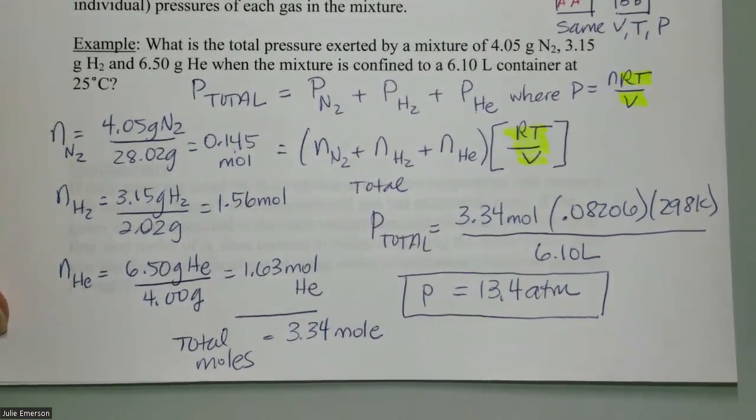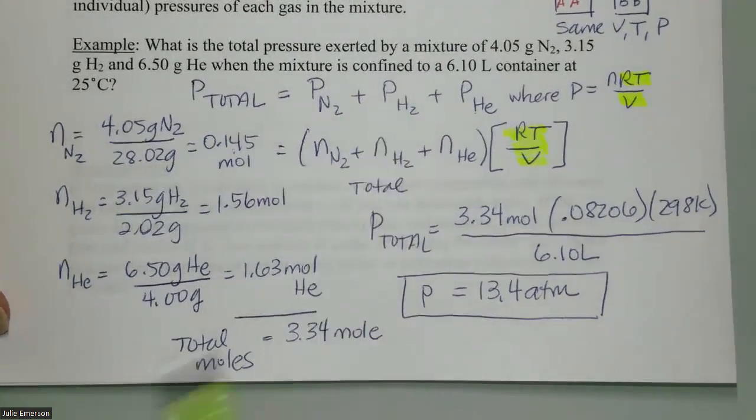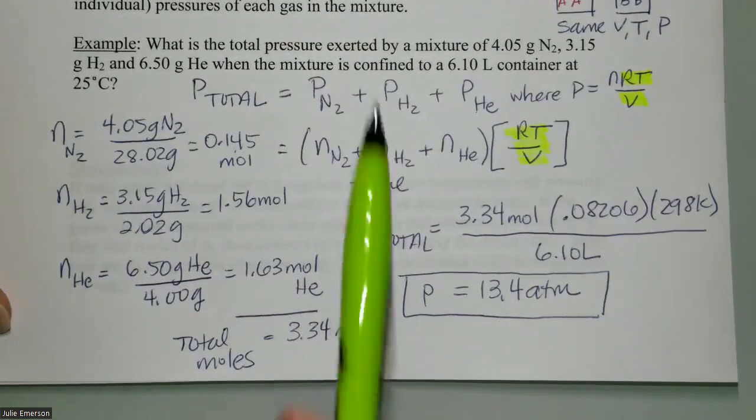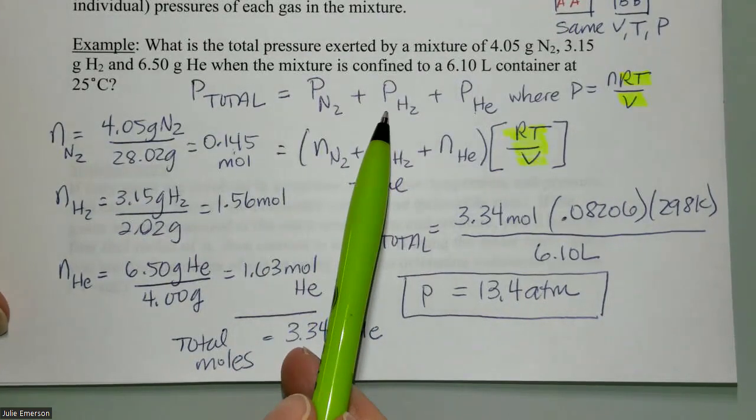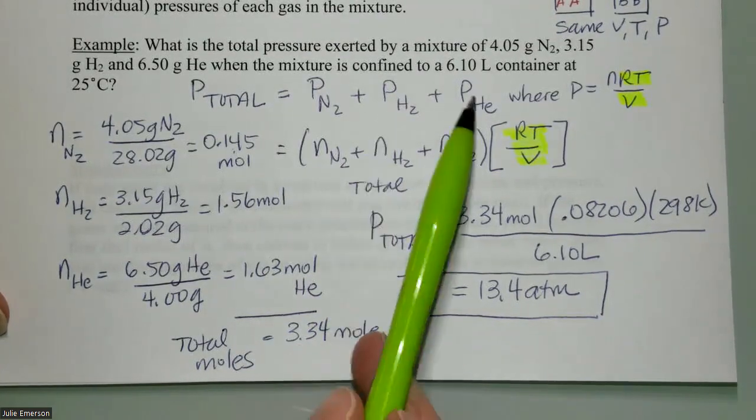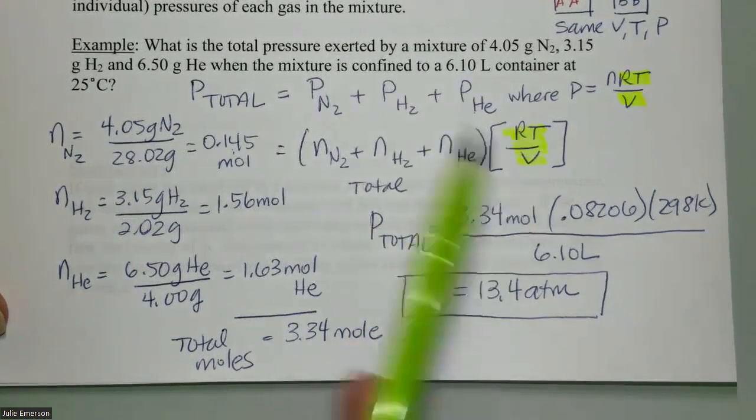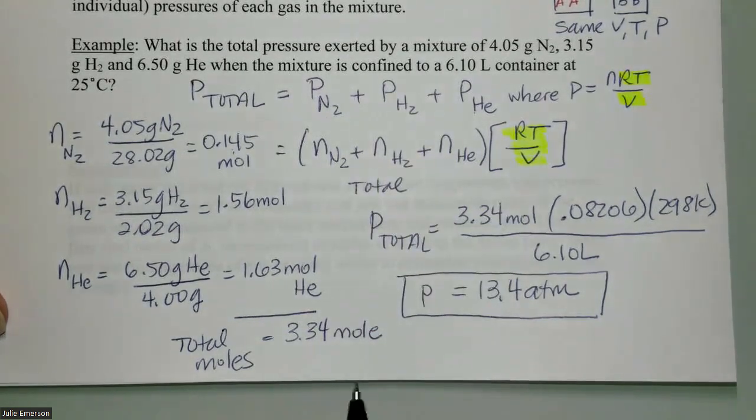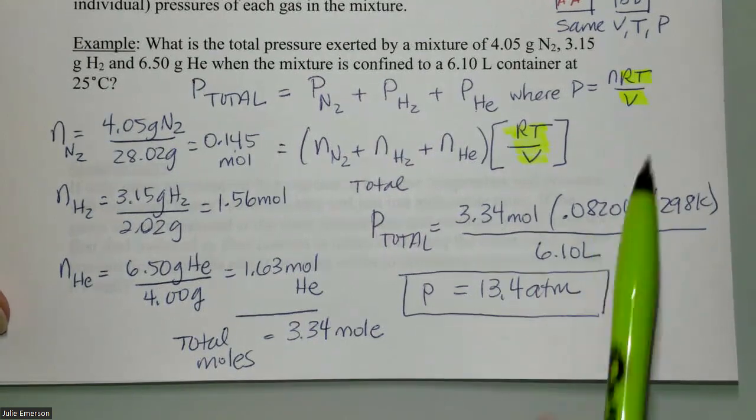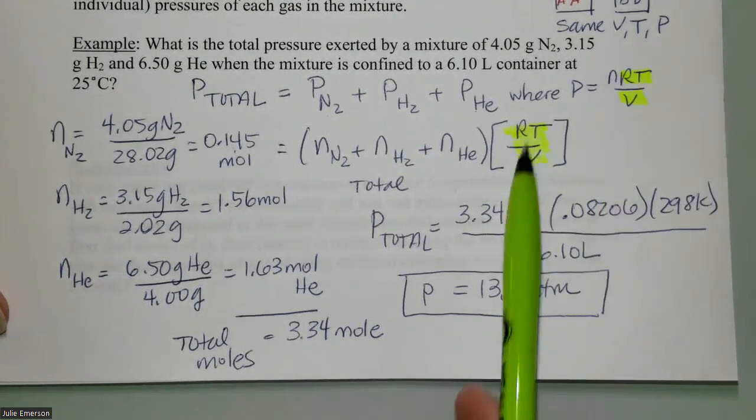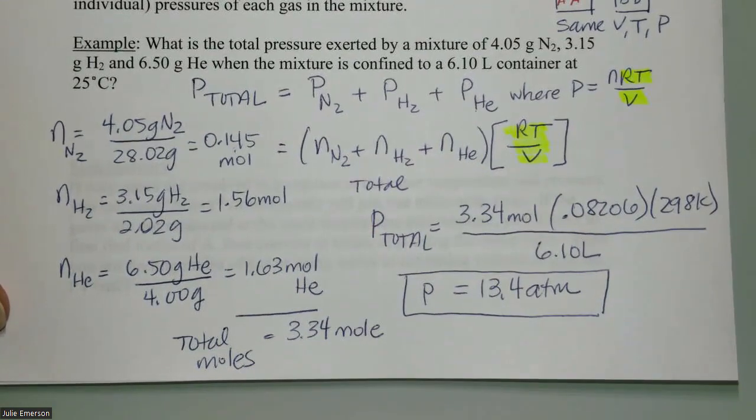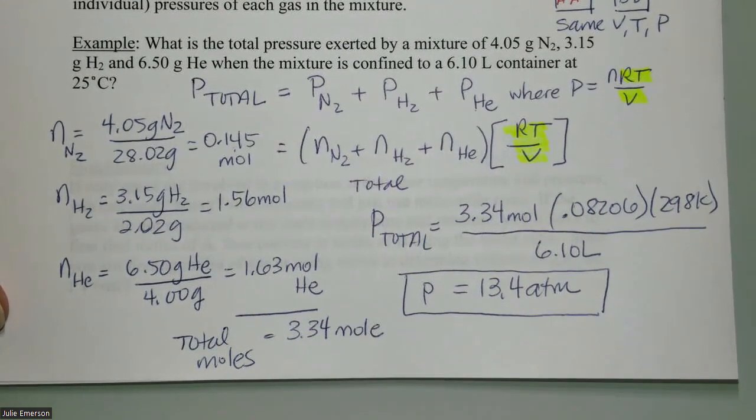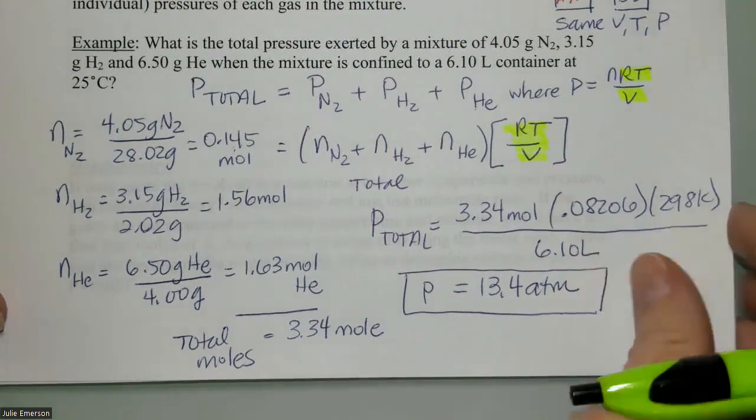All right, so you could, if you wanted to, I feel like it's longer, find the pressure just due to nitrogen using PV = nRT, the pressure just due to hydrogen, the pressure of helium, and then add the 3 together, but you'd end up at the same place, 13.4. Because temperature and volume are staying constant, and of course R is constant, it seems easier to just figure out your total moles first and then plug that into PV = nRT. To me, that seems a little bit shorter. It's long enough as it is.